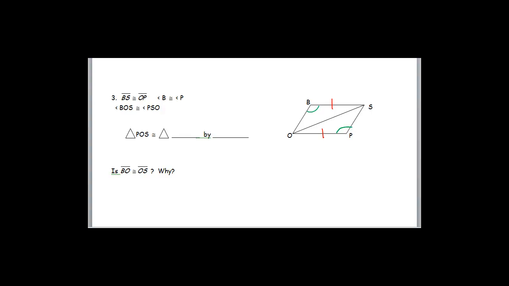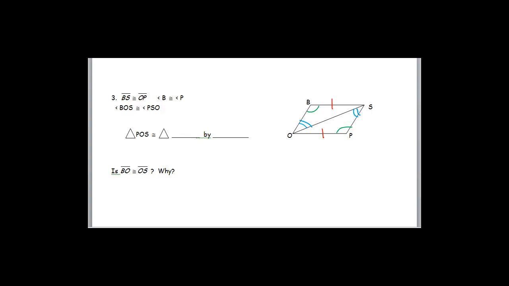Now the third clue we definitely have to watch out for. Angle BOS. Trace those letters carefully. BOS means this angle right there is congruent to PSO. Trace those letters carefully. PSO is this angle right there.